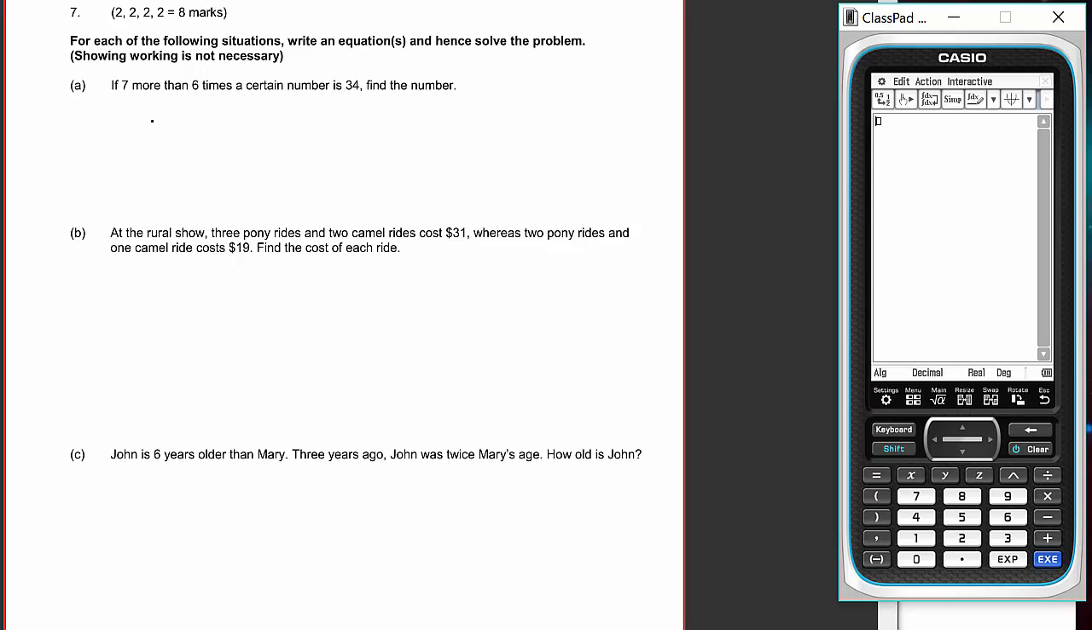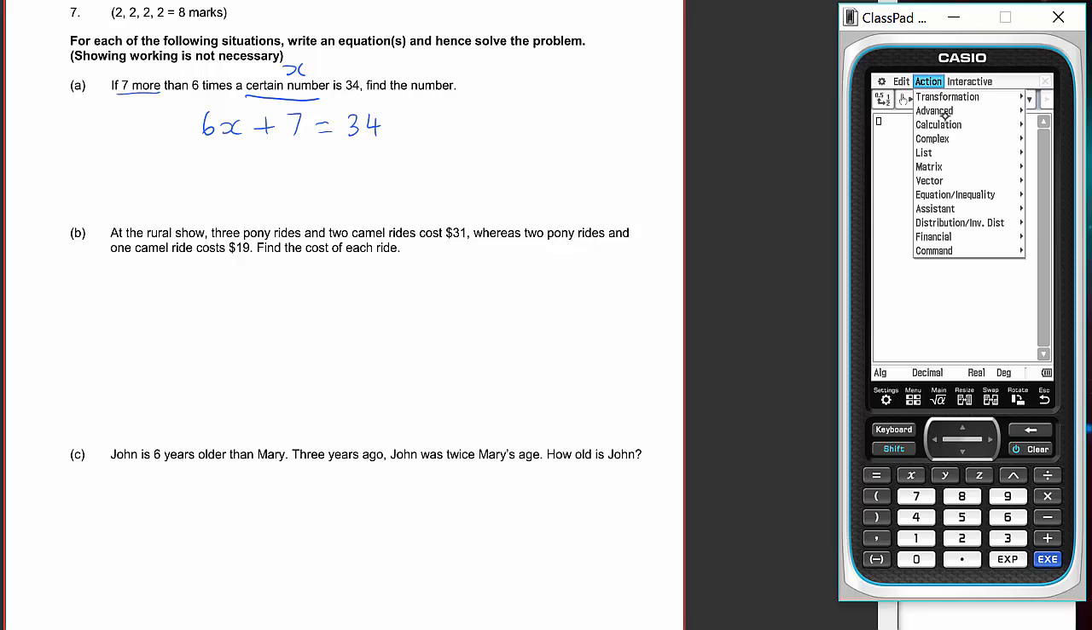So, the first one says if 7 more than 6 times a certain number is 34. So our certain number, we're going to call that x. So the first thing we need to do to that, it says, is multiply it by 6. And then we want 7 more than that. And that's equal to 34. So 6x plus 7 is 34 is our equation, and we can just solve over here.